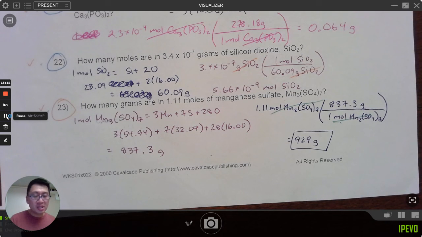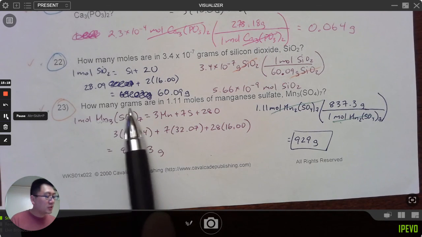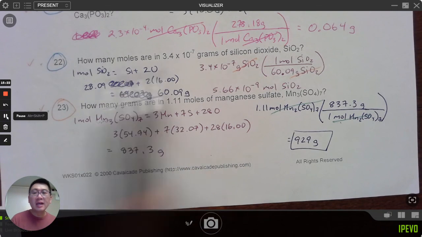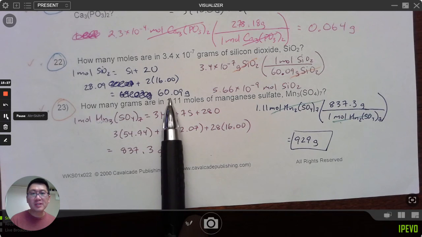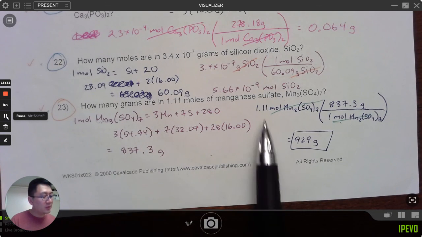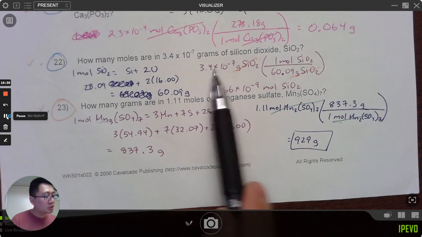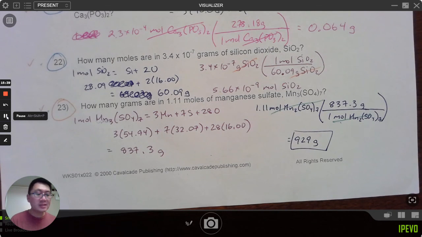Okay, so this whole worksheet, everything was either a grams to moles or moles to grams problem. These were questions of how many grams given moles. The previous questions, how many moles given grams. First thing you need to find is the molar mass. If you're given moles, you want to find grams, multiply by the molar mass. If you're given grams, you're trying to find moles, divide by the molar mass. So that's just a quick summary of this.